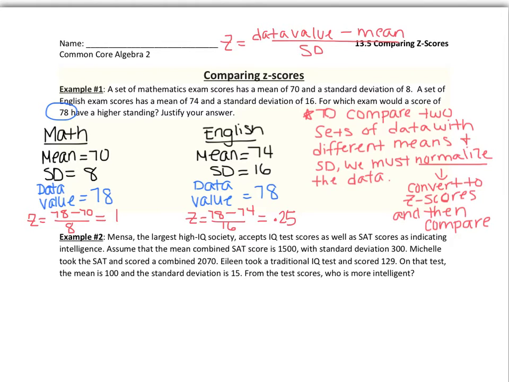So when you're comparing to see whose z-score is higher, is 1 bigger or smaller than 0.25? You should be saying 1 is bigger. So the answer to this question is math. You would have a higher score in math because the z-score is higher. Okay, let's look at example number 2.